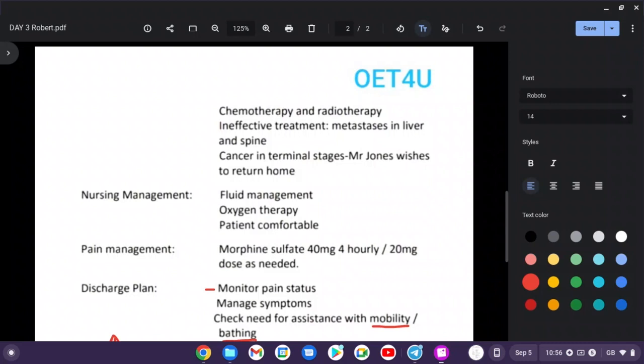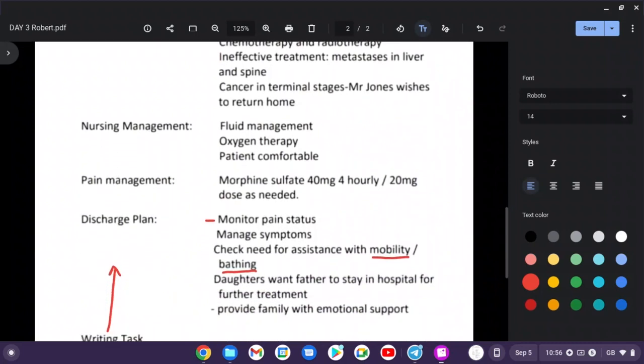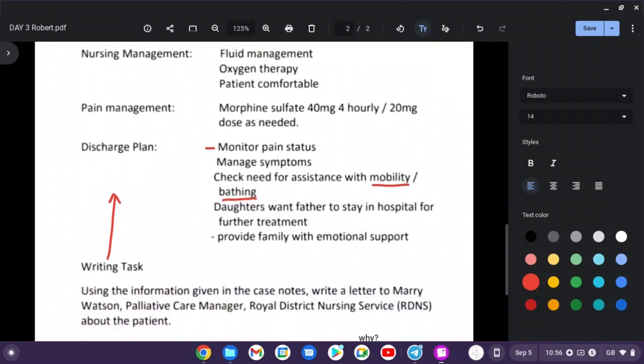So the patient's condition and pain management is the primary concern, then manage symptoms like breathing difficulty. And again, need for assistance with mobility and bathing. If the patient's condition is worsening, we need to address that as well if he goes home. And the doctors want the father to stay in the hospital for further treatment and provide the family with emotional support.